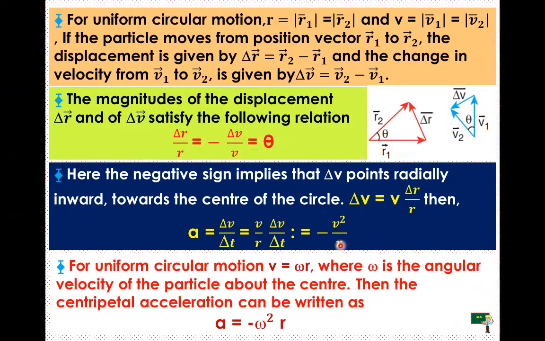So, in uniform circular motion, v is equal to omega into r, where omega is the angular velocity of the particle about the center. Then the centripetal acceleration can be written as a is equal to minus omega square into r.